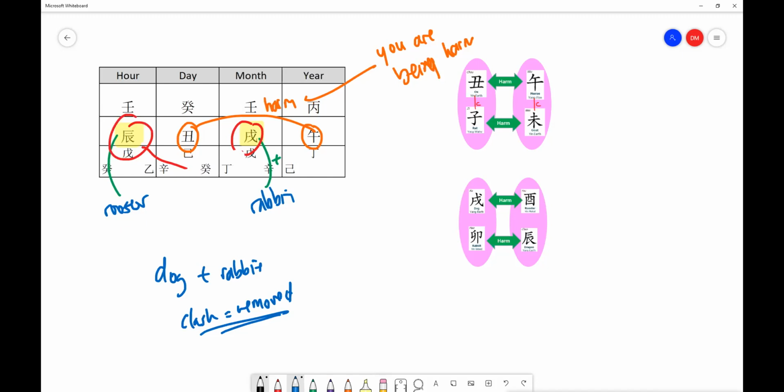Therefore, you don't read the harm. This means that the rabbit takes away the dog. Right? The rabbit takes away the dog. The dragon is not clashing anymore. So there is no harm. So you do not read a harm. Now it doesn't mean the harm is good. It is a combination. The combination takes away the clash. There is no harm.